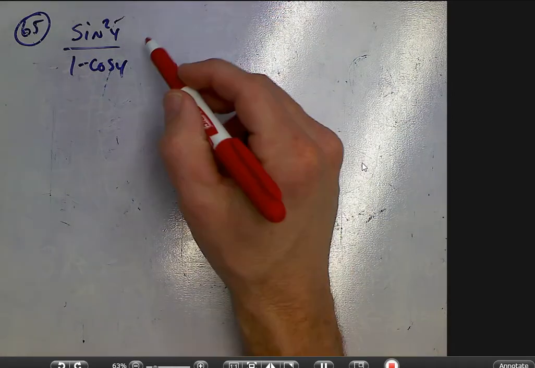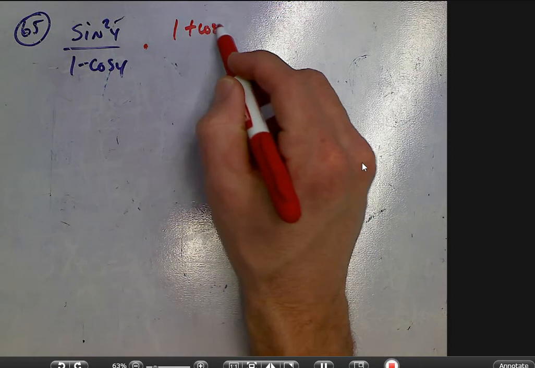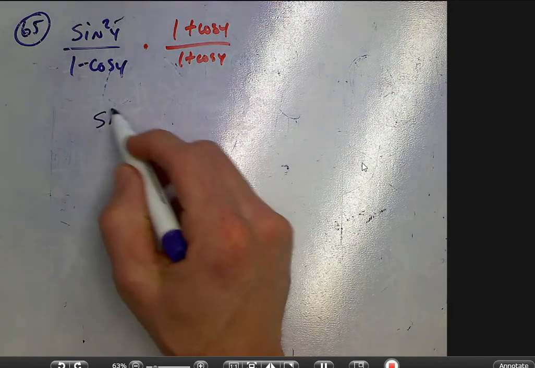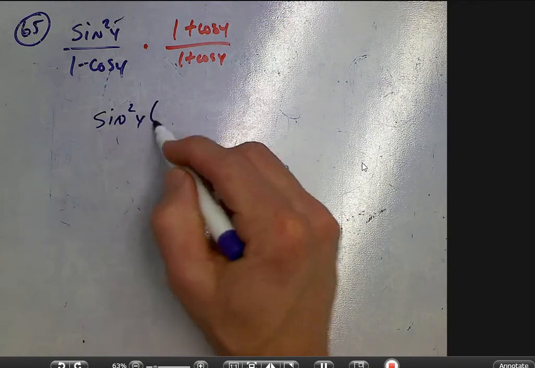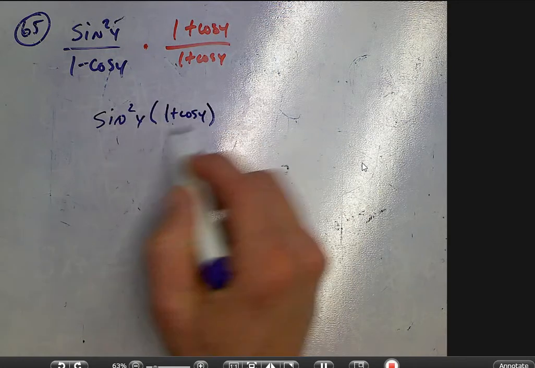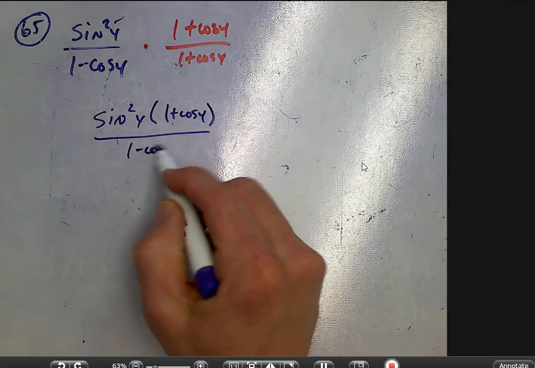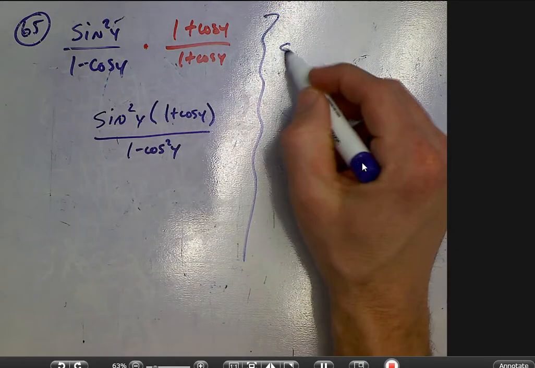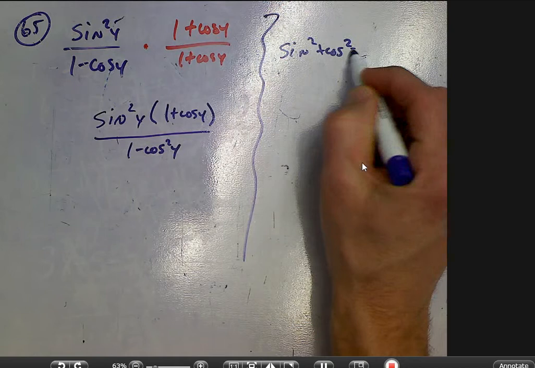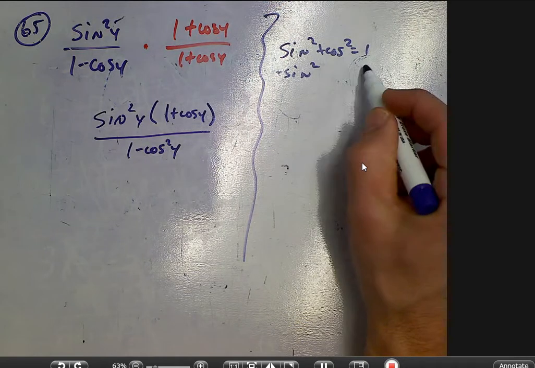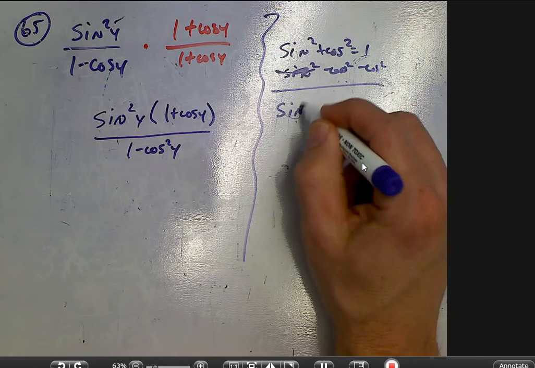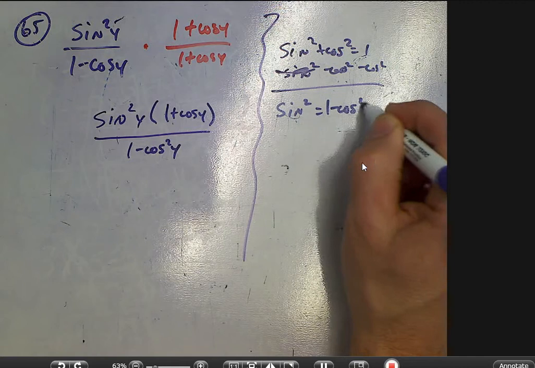Again, start this one with 1 plus cosine y over 1 plus cosine y and multiply. However, this one's a little bit different. I'm not going to do distributive property this time because if you notice what happens, on the bottom I'm left with 1 minus cosine squared of y. And coming back to the idea of my Pythagorean identity, sine squared plus cosine squared equals 1. If I subtract the cosine squared, I'm left with sine squared equals 1 minus cosine squared of y, or x, or whatever letter you're talking about, doesn't matter.